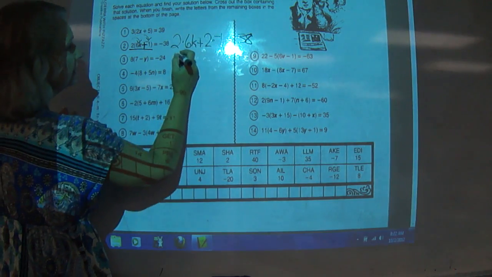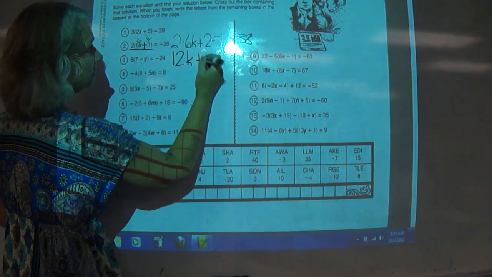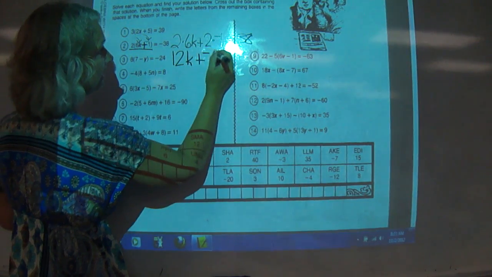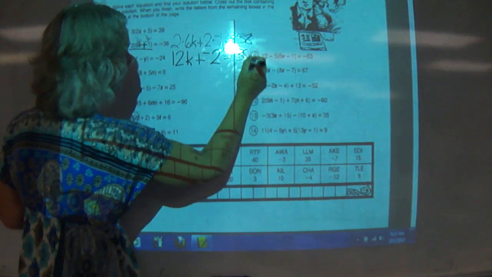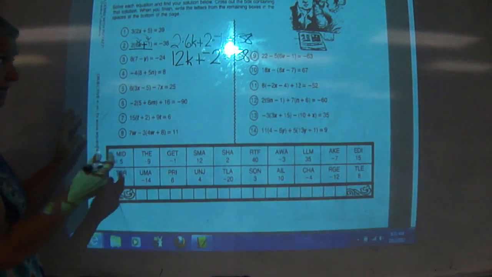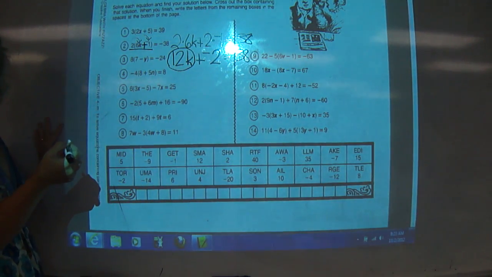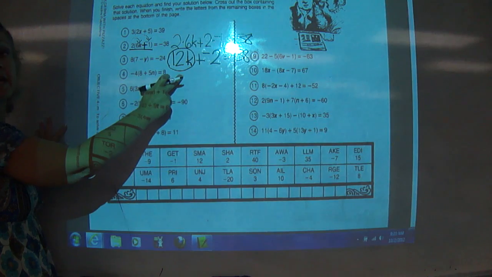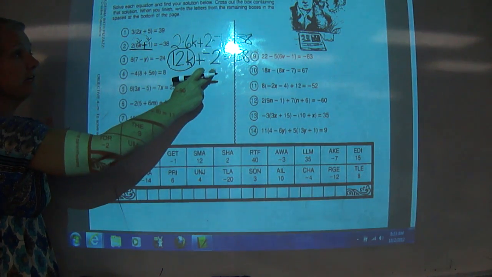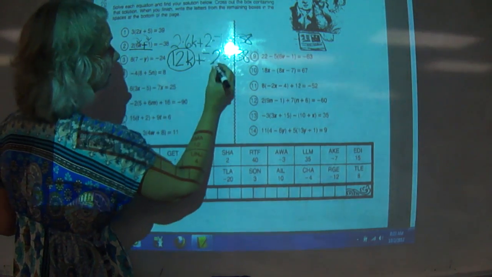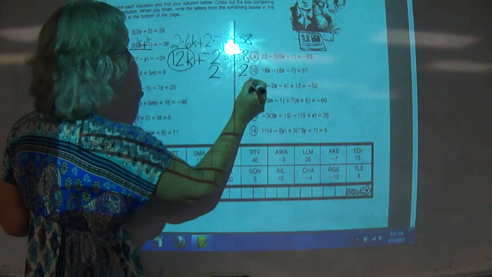So 2 times 6k is actually 12k, plus 2 times -1 is -2, and that's equal to -38. How do you isolate this variable expression? What are we going to add to both sides to get 12k by itself? The opposite of -2, which is +2. So we're going to add 2 to both sides.